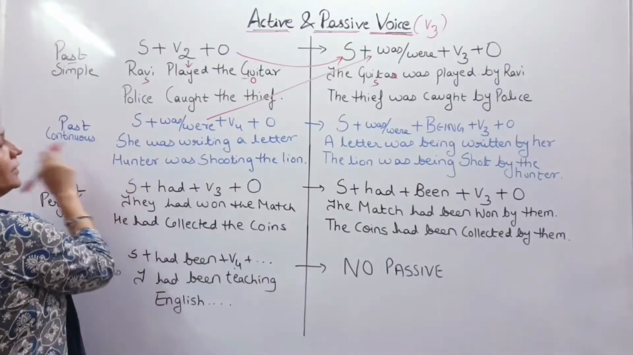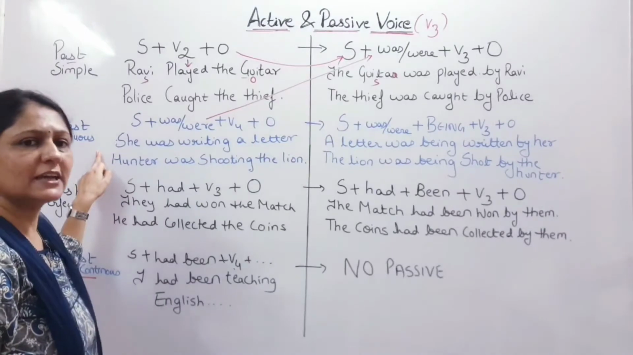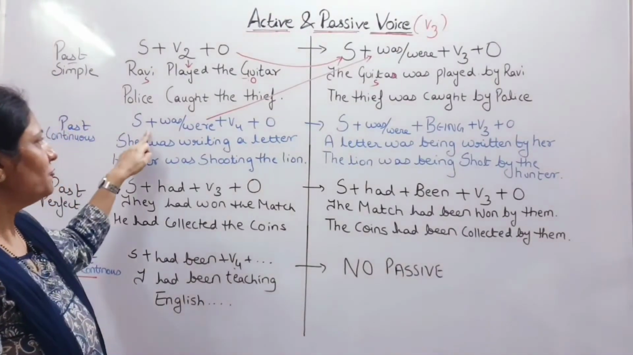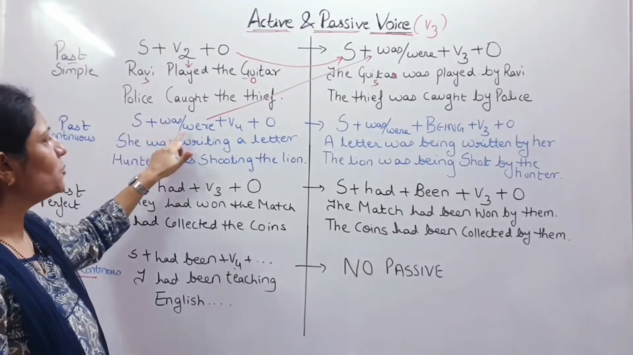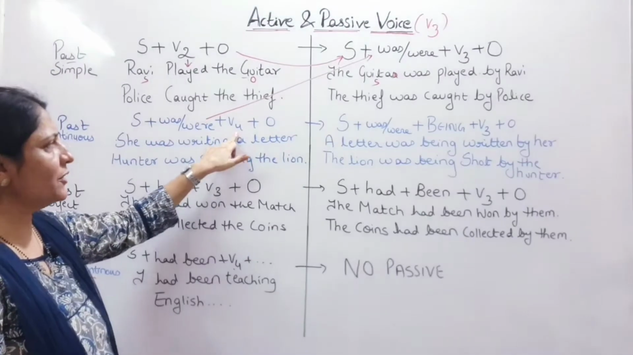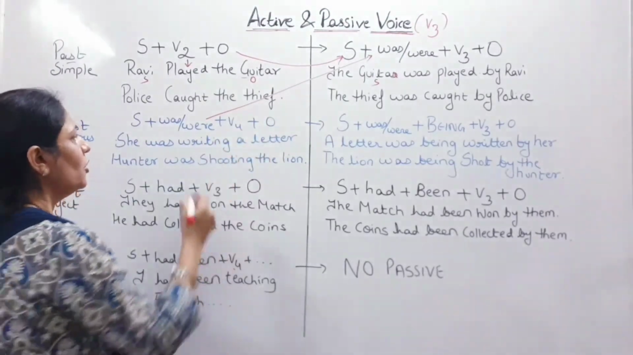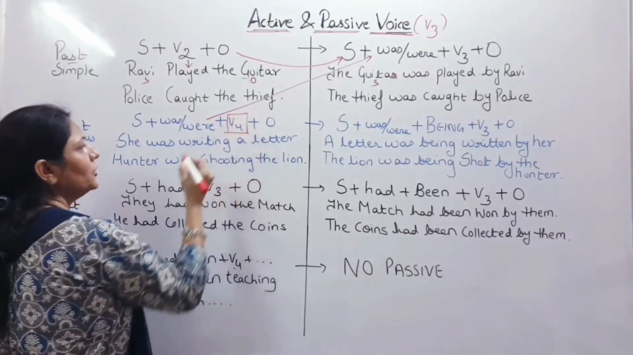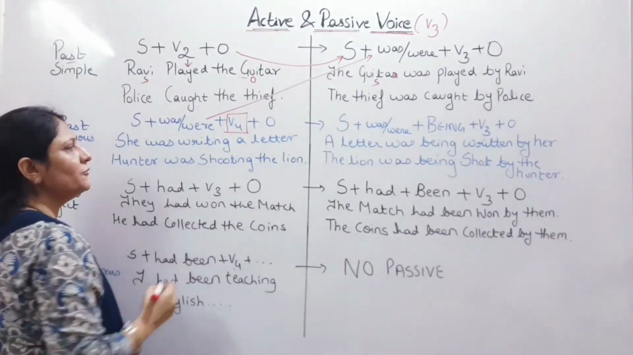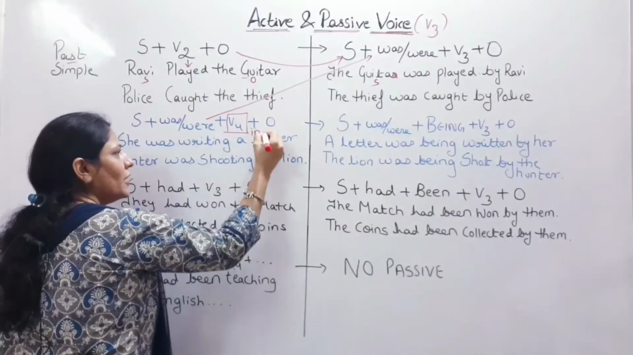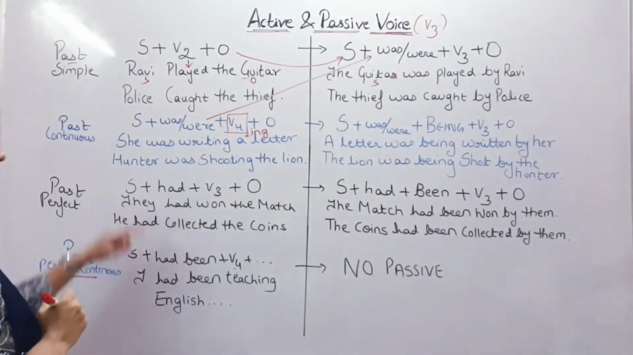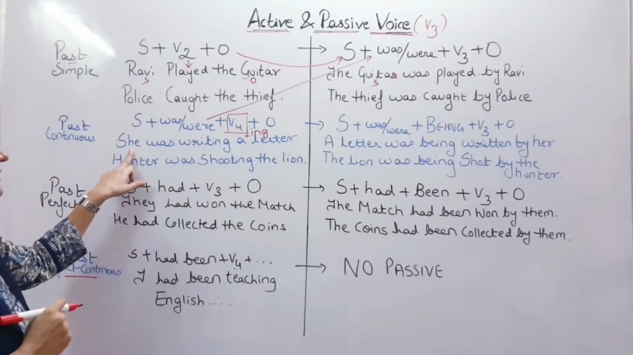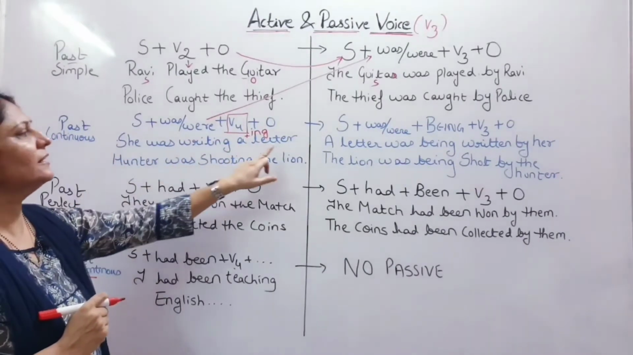Correct. Now coming to past continuous tense. The formula for past continuous tense was subject plus was or were plus V4 plus object. All the continuous tenses, I told you, always take the verb form V4, and V4 are the verb forms which have ing in them. Now let's take the example. She was writing a letter.